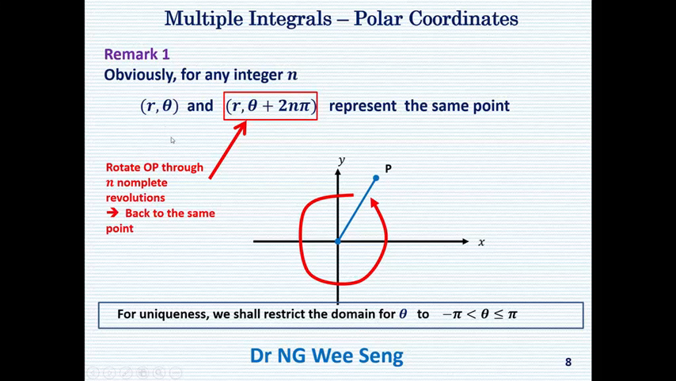Just two quick remarks about polar coordinates. The first is that r theta and r theta plus 2n pi represent the same point. This is obvious because theta plus 2n pi means you rotate this line segment OP through n complete revolutions. Through one revolution, you add 2 pi to the angle. So 2n pi means n complete rounds, but doing so results in the same point. But for uniqueness, we will just take r theta, where theta lies between -pi and pi, because we do not want to have two or more polar coordinates representing the same point.